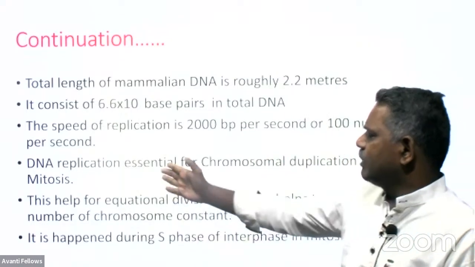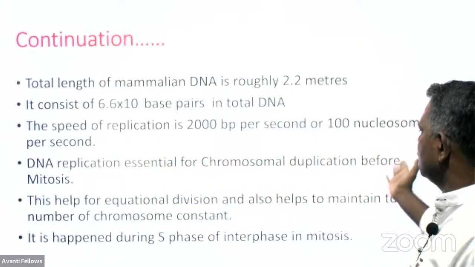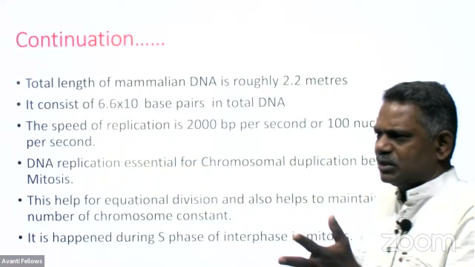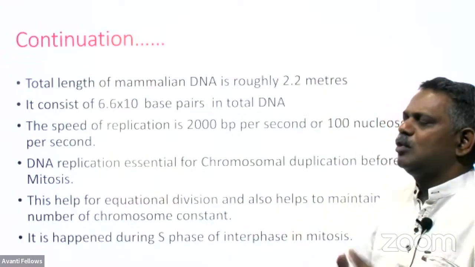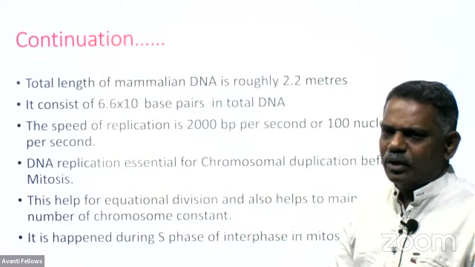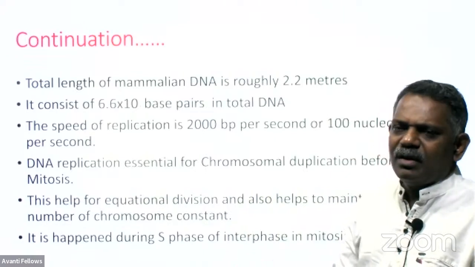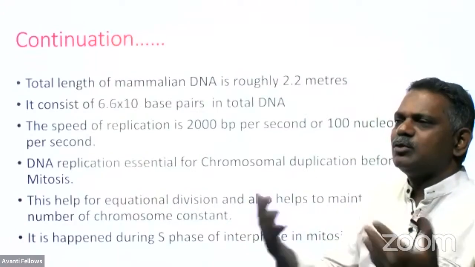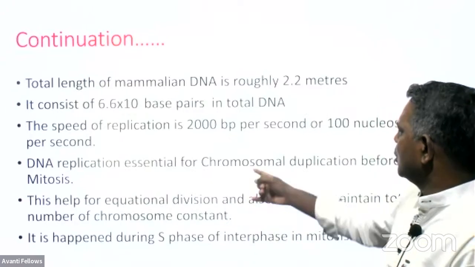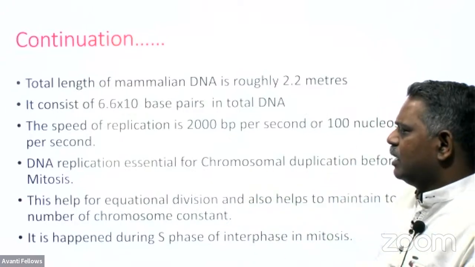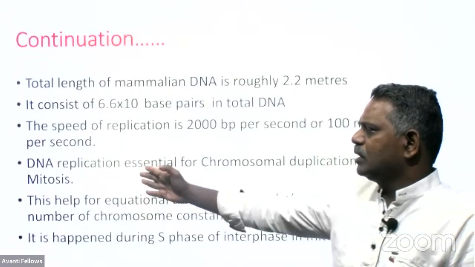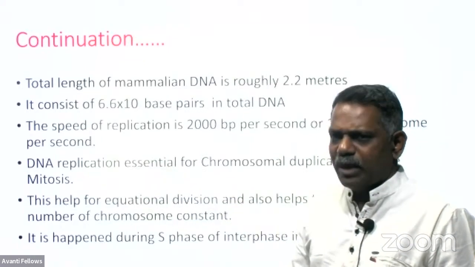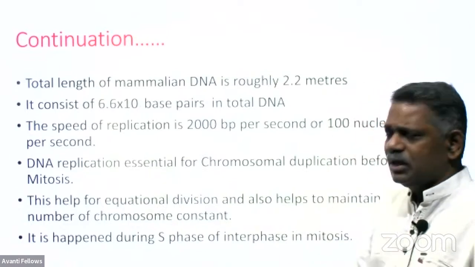Then, DNA replication is essential for chromosomal duplication before mitosis. Just now I told you, through DNA replication only will we be able to duplicate the chromosomes. We have 23 pairs of chromosomes. Before this nuclear division, they should be doubled through chromosomal duplication, and it duplicates the chromosomes exactly through DNA replication, because the main content of the chromosome is DNA only.